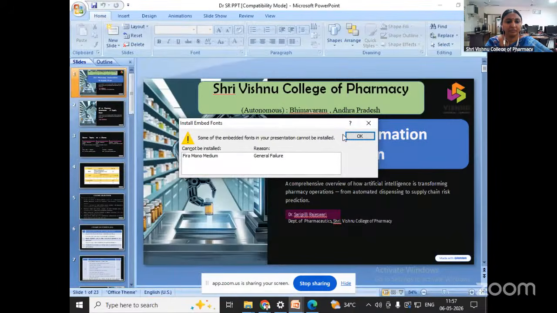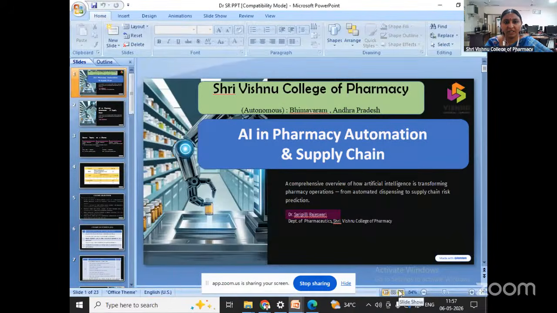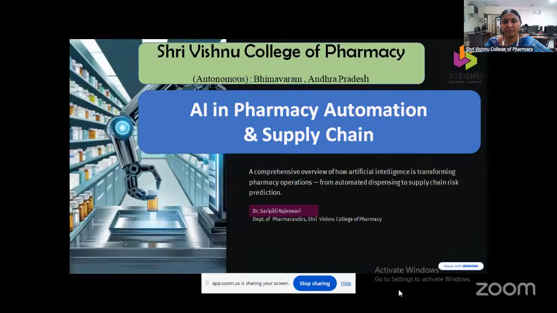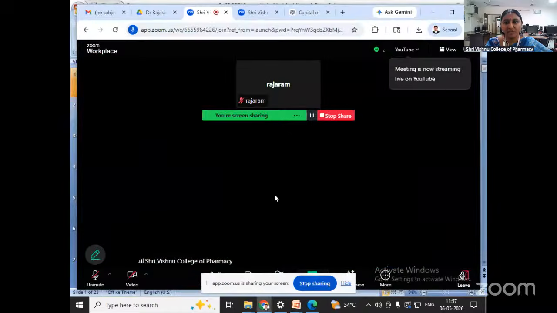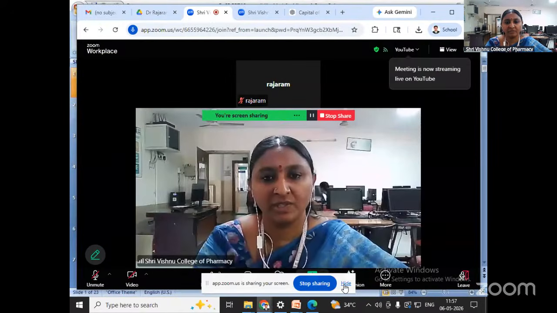Thank you. The next session is by Dr. Rajeshwari. She is going to explain about AI in pharmacy automation and supply chain.